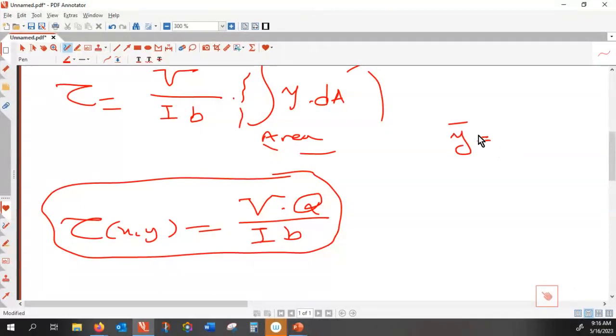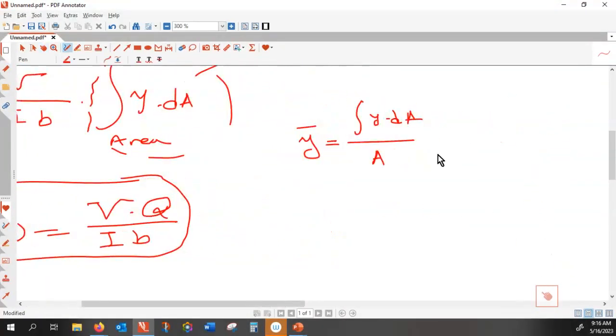All right, before we go any further, let me remind you of when you wanted to find the y bar. Do you remember that was integral of y dA divided by A? Remember that? Okay, if I manipulate that equation here, in another word, you might remember this as the summation of y1 a1 plus y2 a2 divided by a1 plus a2.